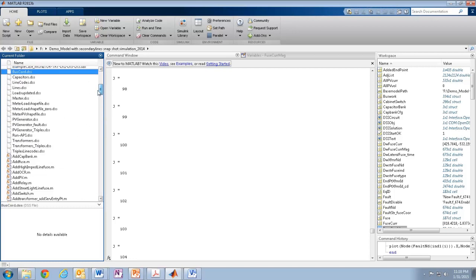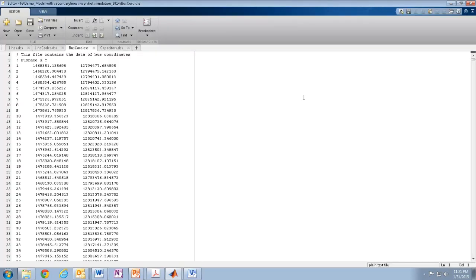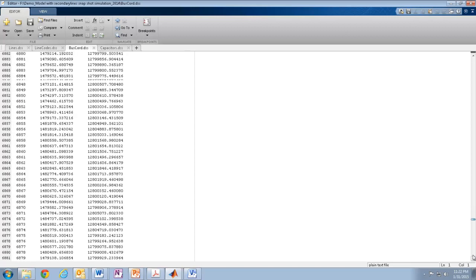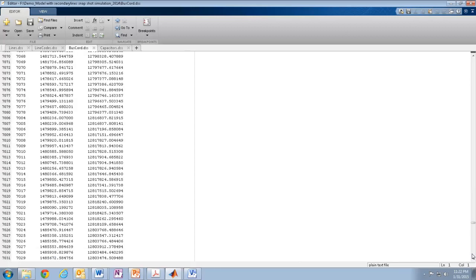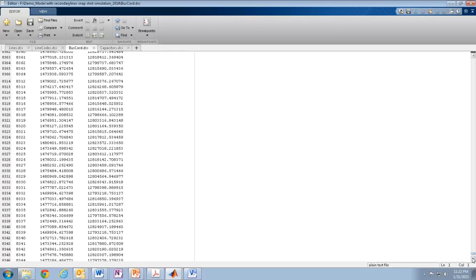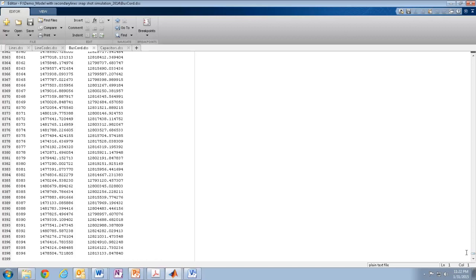So let's look at, for example, the bus coordinates. This only has the bus ID, the node ID, and its XY coordinates. So this includes all the buses or the nodes in the system, and you can see that it has about 8,400 nodes. This includes all the primary, secondary nodes, all the fuse terminals, the switch terminals, all of them included.